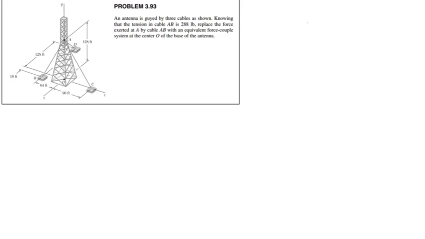All right, three-dimensional time, or 3D time. Joy. Okay, 3.93. An antenna is guided by three cables as shown. Knowing that the tension in cable AB is 288 pounds, replace the force exerted at A by cable AB with an equivalent force couple system at the center O of the base of the antenna.